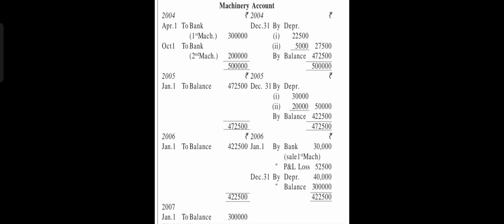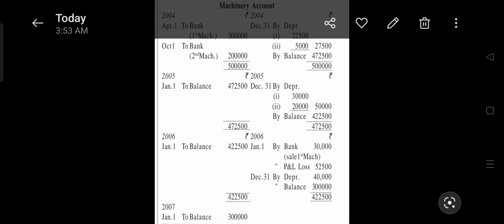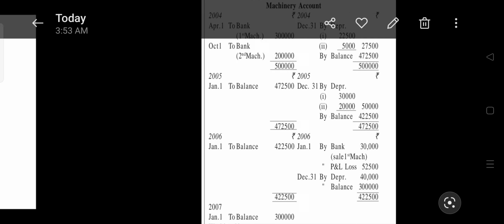Now any other transaction is not there in the 2004 year. So we go to the end of the year, that is 31st of December 2004. Here on the credit side we will be charging the depreciation, by depreciation account, under that for machinery 1, 22,500. How come? They are following the original cost method or fixed installment method, so depreciation will be calculated on the original value of the machinery. Here we'll see the working notes for this.